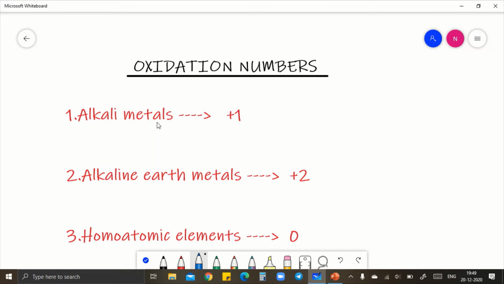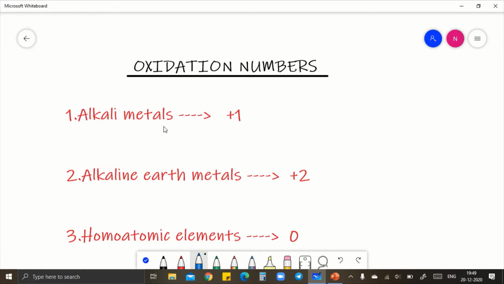Everyone, today we are going to learn about oxidation numbers. Each and every element exhibits an oxidation state in various compounds. Sometimes a single element exhibits various oxidation states in different compounds. So let's get into detail.